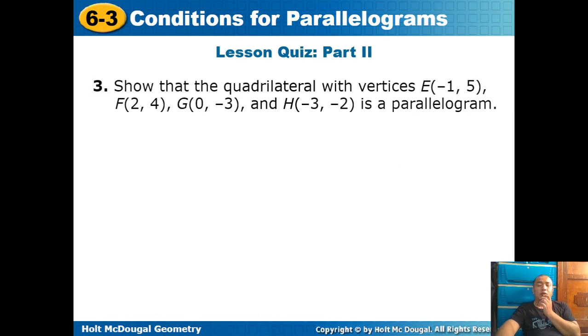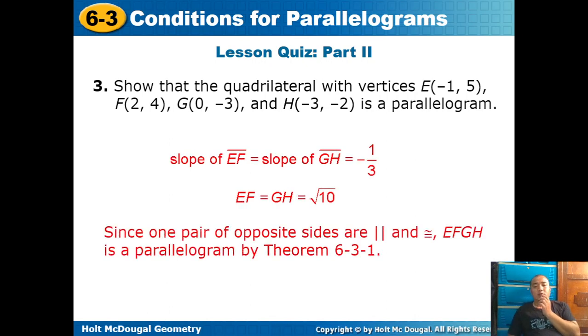Number 3: show that the quadrilateral with vertices E(-1, 5), F(2, 4), G(0, -3), and H(-3, -2) is a parallelogram. Okay, use graphing paper. Finding the slopes of EF and GH, they are both equal to negative 1/3, so they are parallel. Finding the lengths of these opposite sides, EF and GH are both equal to square root of 10, so they are equal. Since one pair of opposite sides are parallel and congruent, EFGH is a parallelogram by theorem 6-3-1.